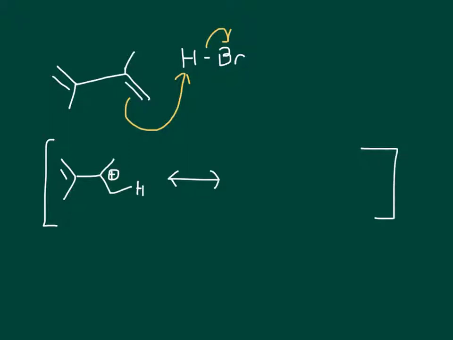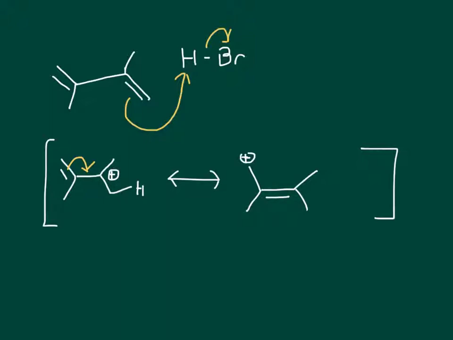I'll have the electrons move here, and then we'll redraw the other resonance structure. And I don't really need to draw that hydrogen again. Have that, that, and the positive charge over here.